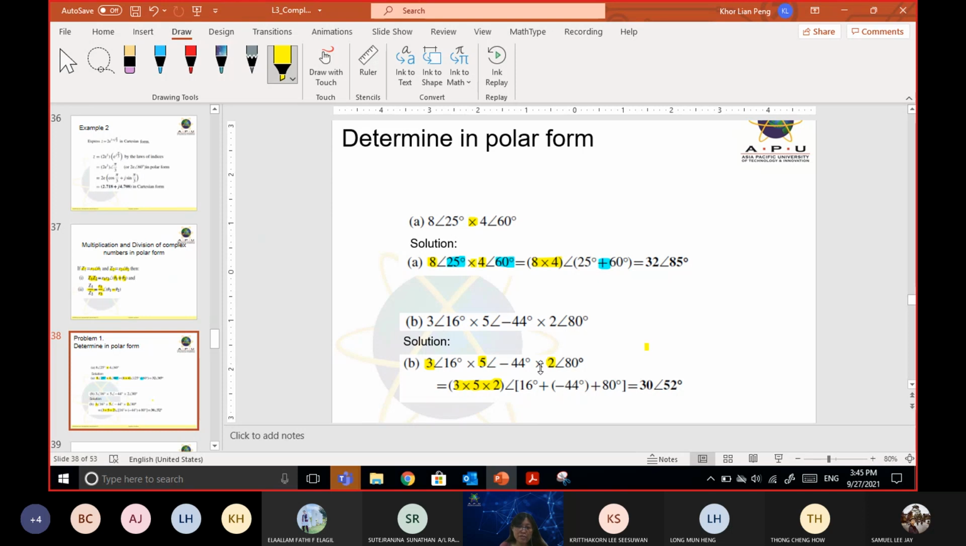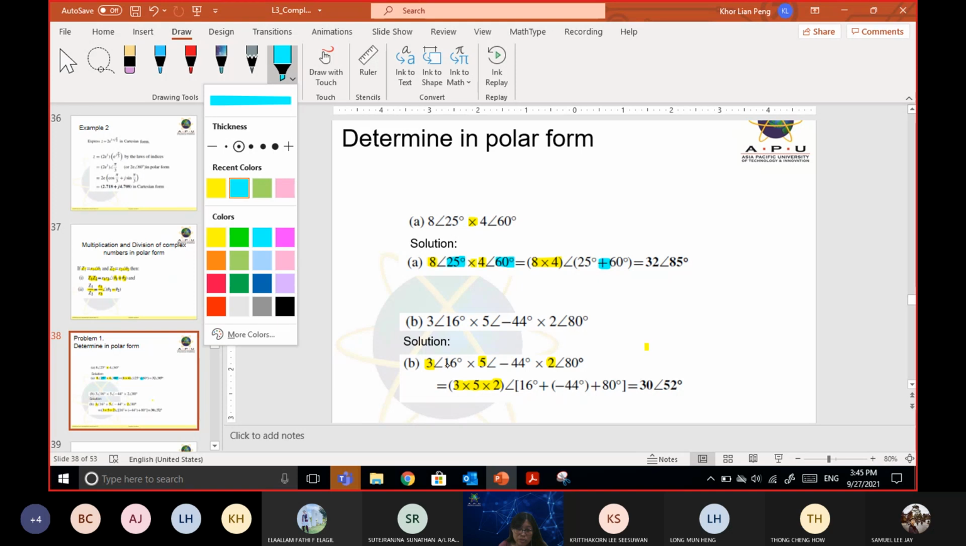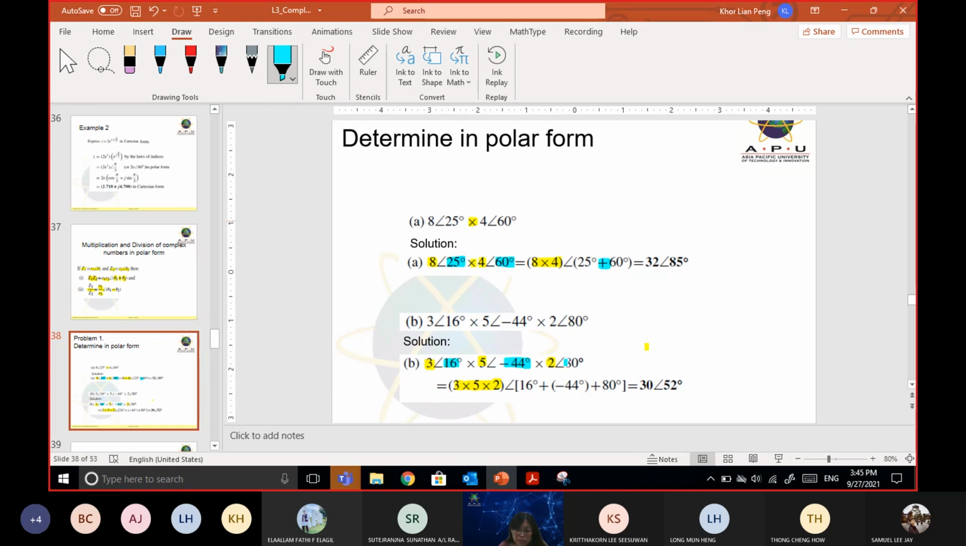Okay, 3 times 5 times 2. Then for the angle, this is your theta, you were taking the sum of the theta. So according to the rules just now, you're just taking the sum of the theta. So our answer is actually 30 for R, then the theta is 52. Okay, so I think this is easy to understand. So is that clear?